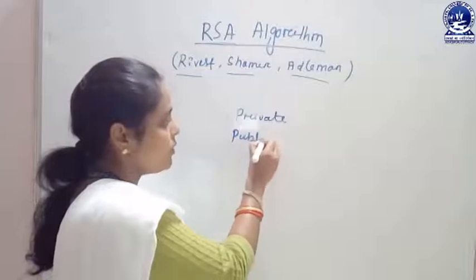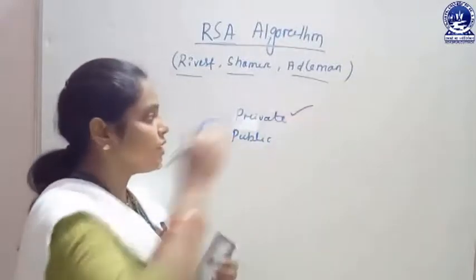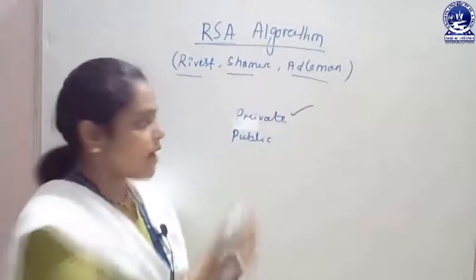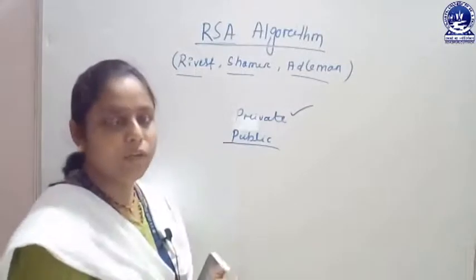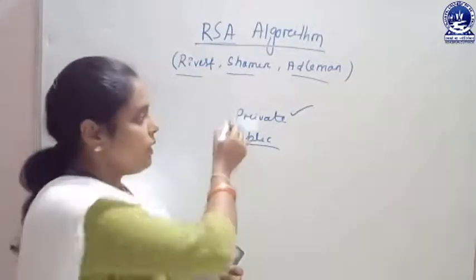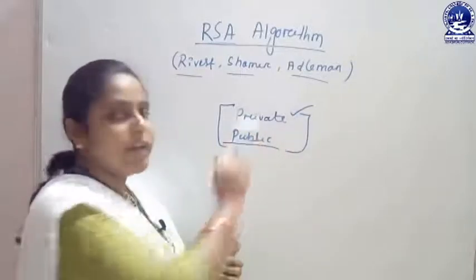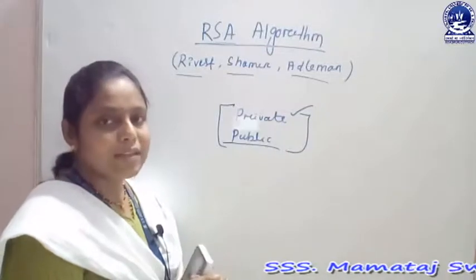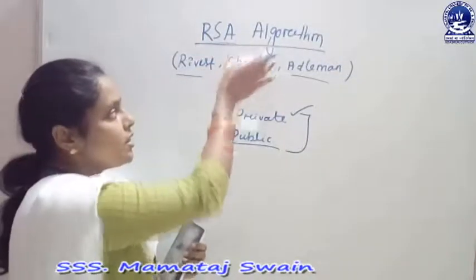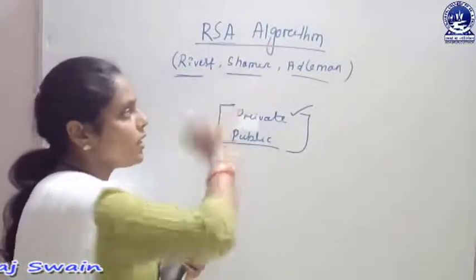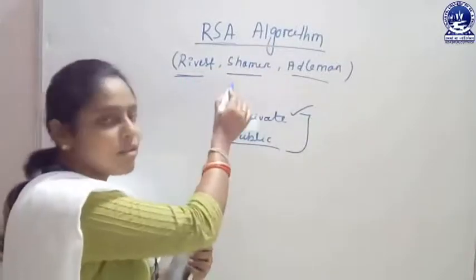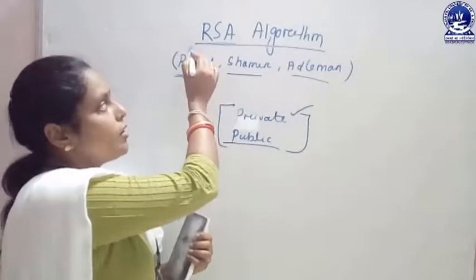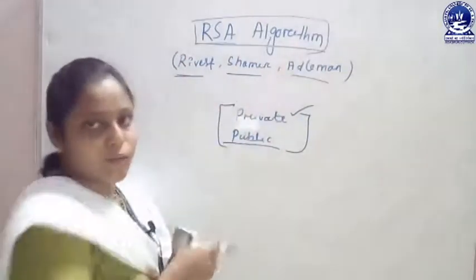Here, this private key is only known to the specific user, which is called a secret key, and this public key is known to everybody, which is public for all. These two keys are used for encryption and decryption in our public key crypto system. Now look at the RSA algorithm. This RSA algorithm was developed by three scientists: Rivest, Shamir, and Adleman. According to their names, the algorithm is named the RSA algorithm.